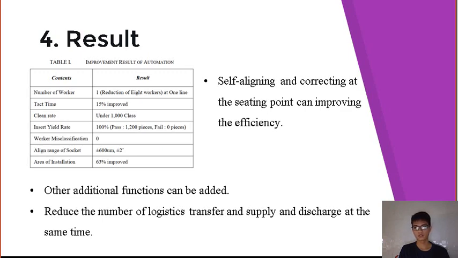By applying this, several facilities and optimized logistics supply devices were constructed by conveying previous and after process information by the RFID and a conveyor structure that can reduce the number of logistic transfers and supply and discharge at the same time.